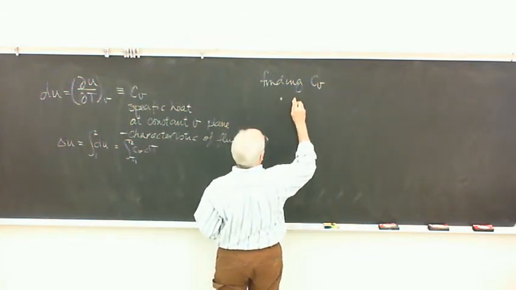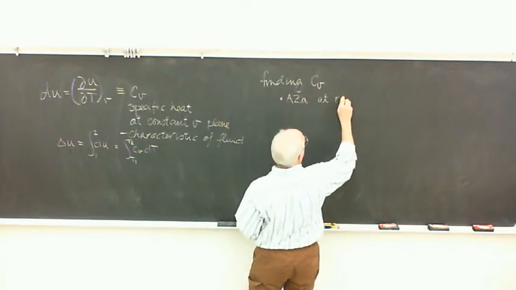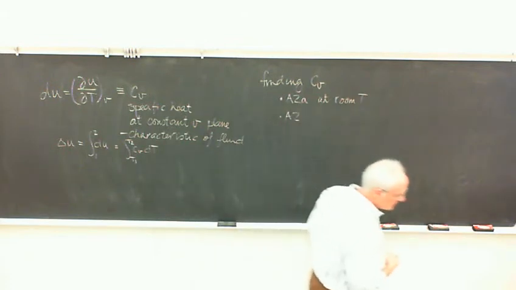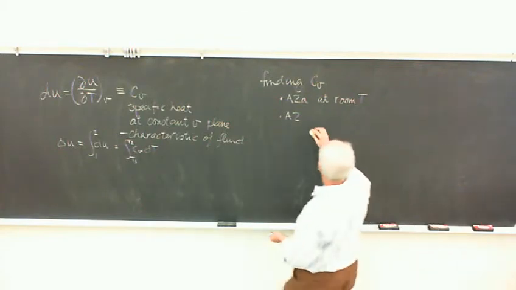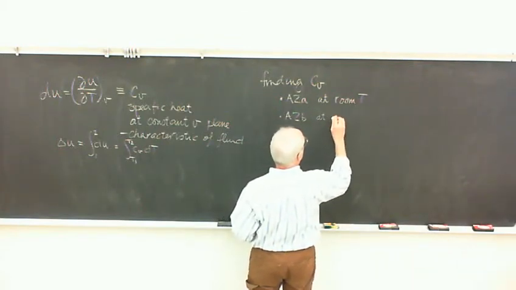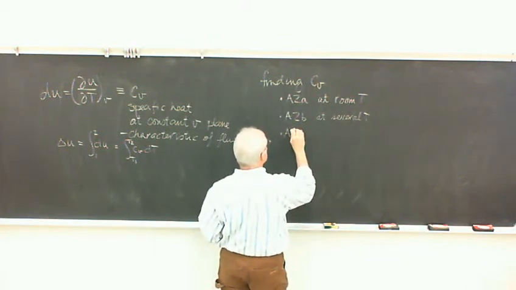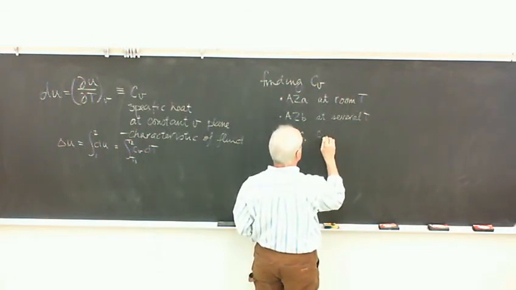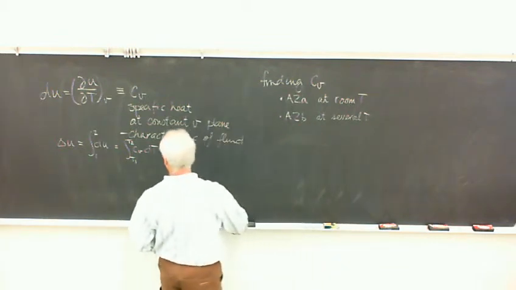So, I think that was table A2A at room temperature. Table A2B at several temperatures. And A2C has C sub, well, actually, I'll talk about that in a second.